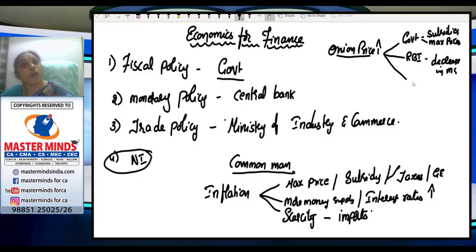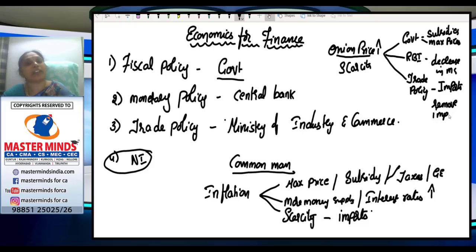What can the trade policy do? You don't know? What can the trade policy do? Trade policy, very simple. Onion prices are high because of scarcity. So, our trade policy will go for imports. Not only imports, if any import tariffs are there, it will remove even the import tariffs so that the product will be available at cheaper prices.